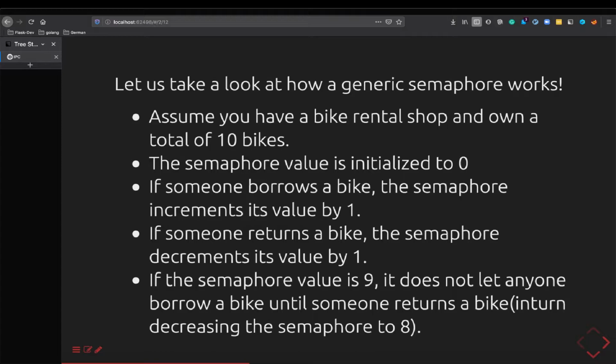Okay, I hope you understood this. It's just basically incrementing and decrementing the semaphore value. So what happens when the semaphore value reaches 9, right? This is the maximum number of bikes that can be rented out. Since there are 10 and we're starting from 0, you can reach a maximum value of 9, and only if someone returns a bike is another person allowed to borrow a bike. So every time you don't have to go and count the number of bikes. Instead, you just look at the semaphore value, and based on that, you take a decision if you want to rent a bike or if you have to wait for someone to return it.